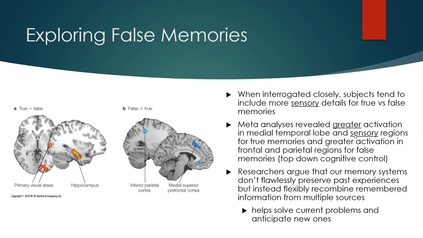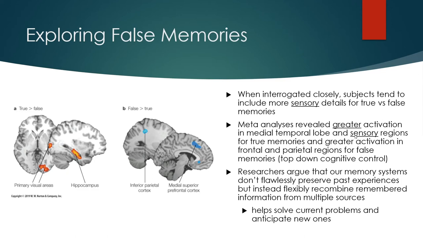And so what came out of this was that they were arguing that our memory systems aren't flawlessly preserving everything that happened, but we're able to flexibly combine information from different places and use those flexible representations of things to create stories. And that's where you see the false memories coming from. We have experience with what it was like to spend time with our dad. We have experience with what it probably feels like to be on a hot air balloon and what hot air balloons look like and those kinds of things.